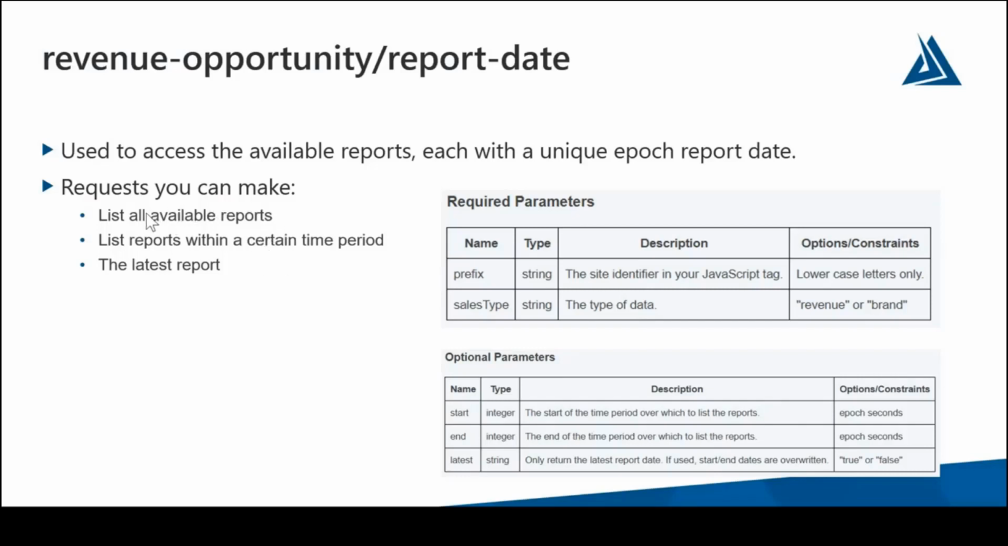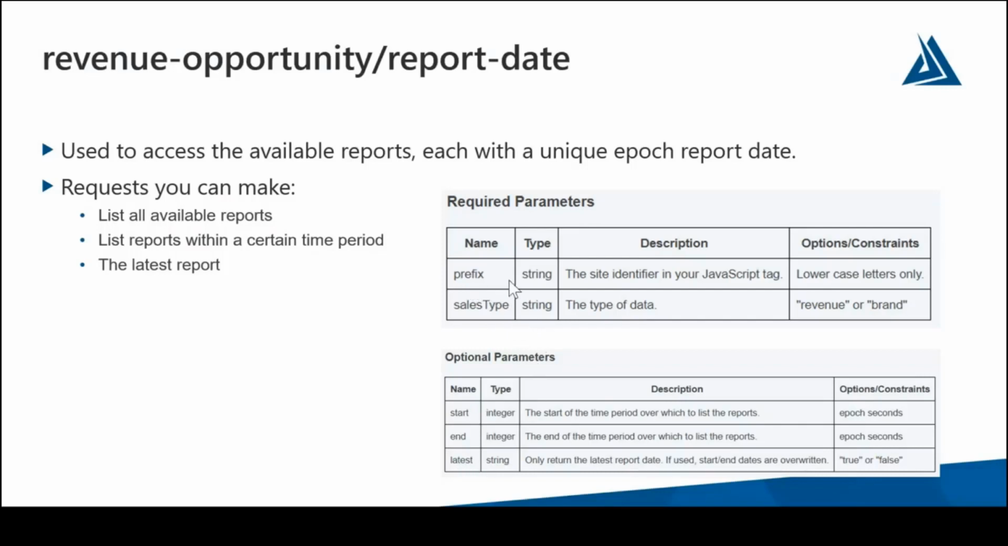So you can list all of the available reports. You can also list reports within a certain time period. So if you look over here in the optional parameters, you can specify a start and end time period. Or you can just specify the latest report. Just give me the latest report date. And you can just use the latest parameter there.